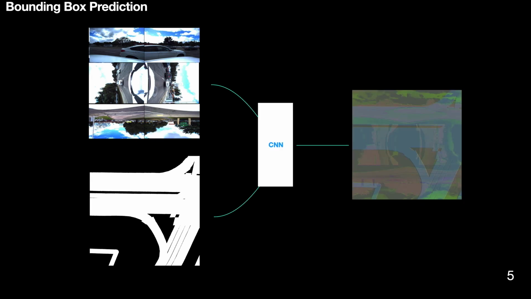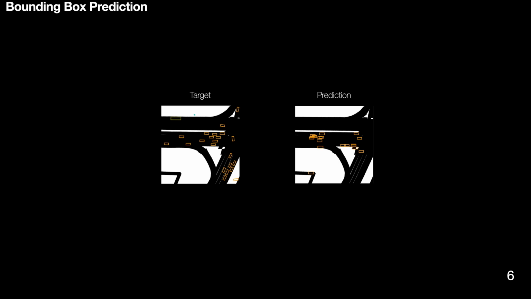For the bounding box predictions, we use faster RCNN, but faster RCNN expects an image with 3 channels as an input, and so we combine these 2 inputs by using the 3 channels from the stitched image and the 1 channel from the binary roadmap, using a CNN, which allows us to output a single 3-channel image. We then feed this to the faster RCNN, where we replace the backbone with our own pre-trained encoder and predict bounding boxes. Again, we can look at an example of a target and a prediction.